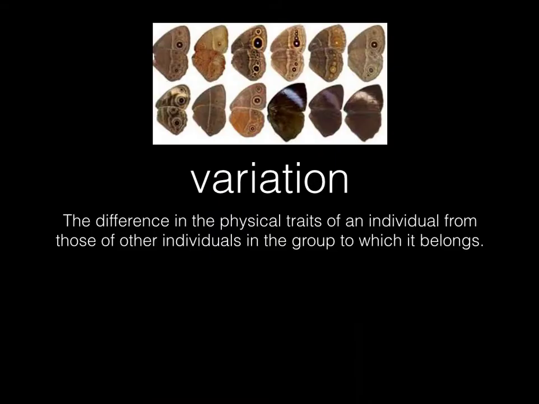Variation, the difference in the physical traits of an individual from those of other individuals in the group to which it belongs. I know we've talked about this before, but variation is really important for a species' survival. This really helps a species adapt to new environments, because without these variations, the species would indefinitely die off if the environment changed at all.